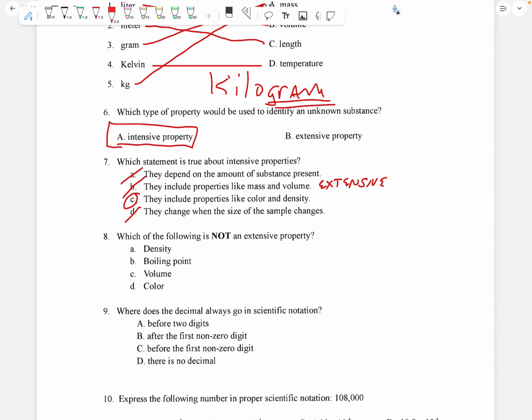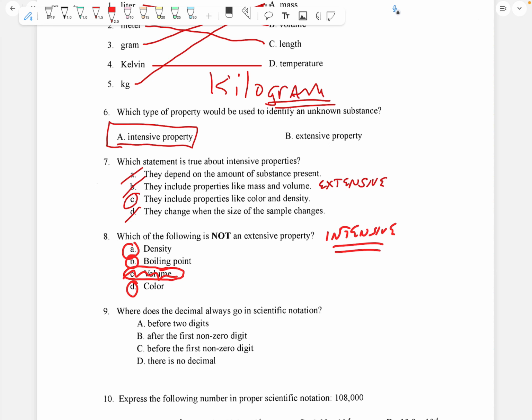All right, which of the following is not an extensive property? So we're asking, what are intensive properties for this one? Well, boiling point is an intensive property, so this is not an extensive property. Density is not an extensive property, and color is not an extensive property. Those three are all intensive. Volume is an extensive property. Okay, so the answer to this is not volume, it's all these three.